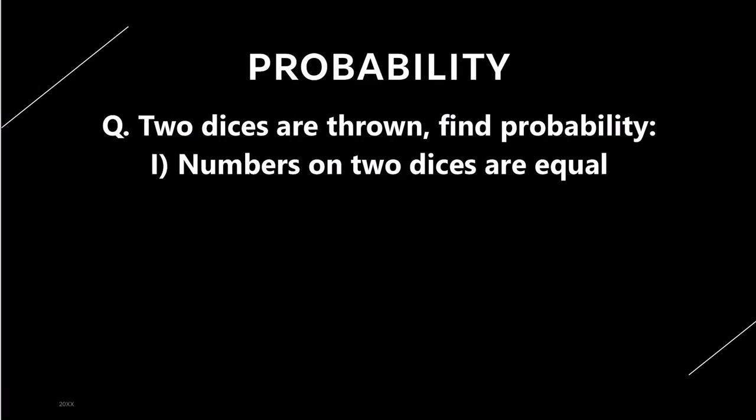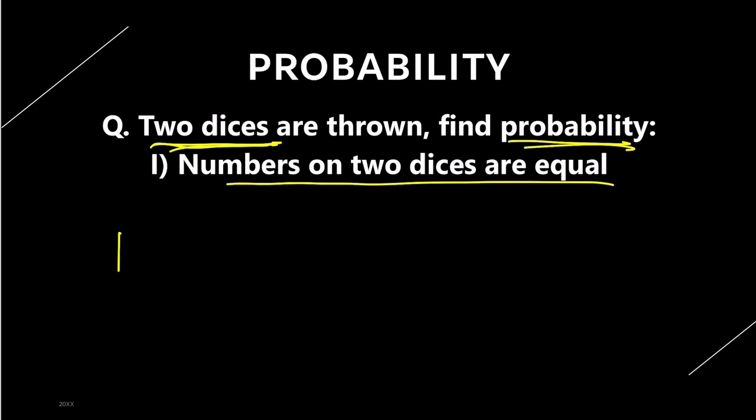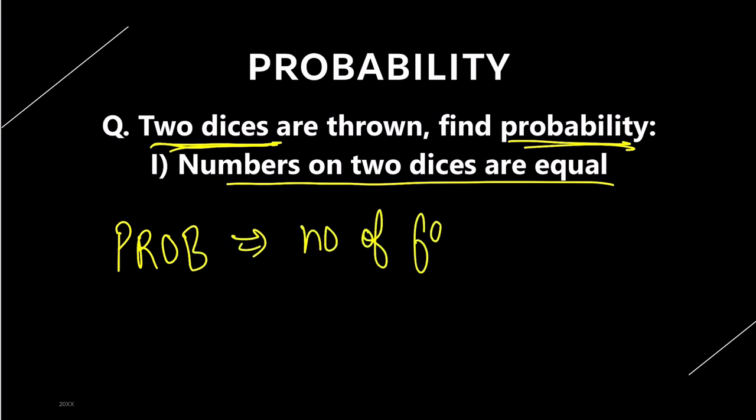Now let's do some questions. Two dice are thrown. Find the probability that the numbers on the two dice are equal. See, first thing, how do we calculate probability? Probability is calculated by the number of favorable outcomes.